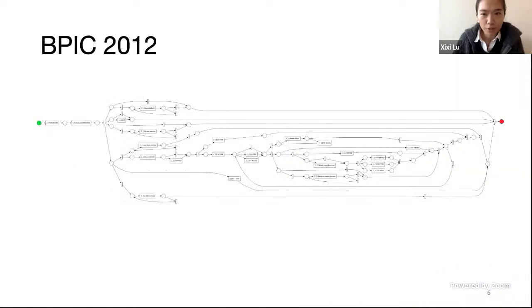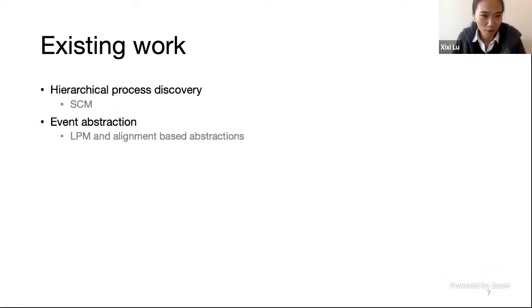So if we apply a discovery algorithm on the BPI challenge 12 log, we get this large model, but how can we actually use the hierarchical information to discover more structured or precise models? There has been existing work on hierarchical process discovery and event abstractions. One of the very known is the state chart miner, which gives very nice visualizations. However, it cannot handle interleaved processes. On the other hand, you have the local process models by Niek Tax and alignment-based event abstraction by Felix Mannhardt.